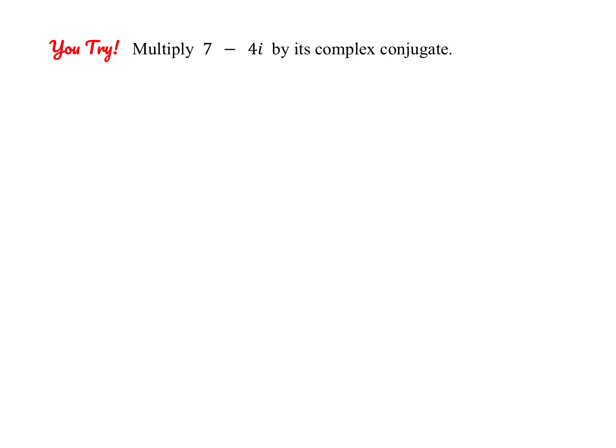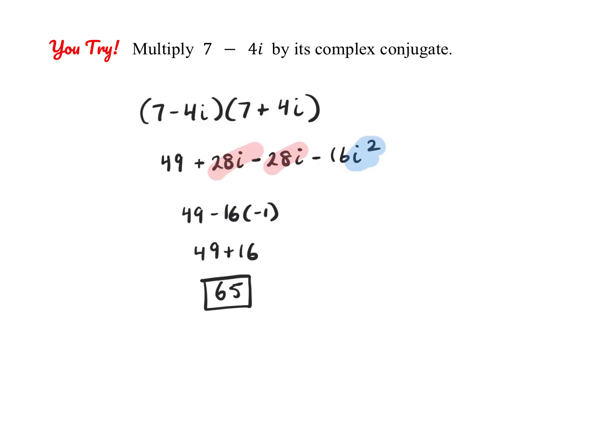Okay, go ahead and pause the video and give this one a try. Go ahead and check your steps here. So again, when we multiply by the complex conjugate, which should be 7 plus 4i, our imaginary terms disappear. This i squared turns to negative 1, and we're left with just a real number.